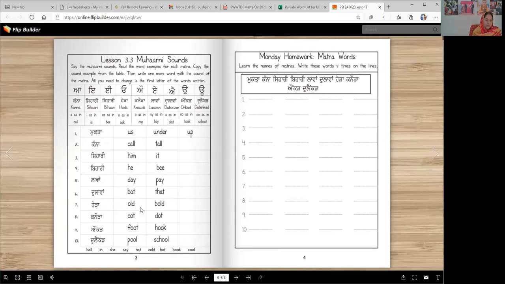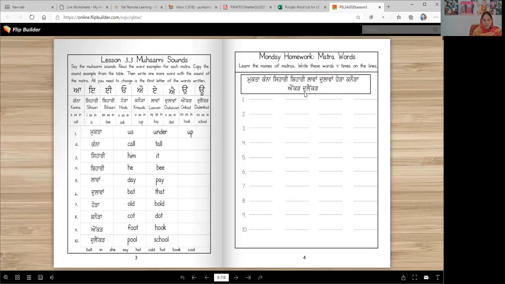Hora, old, bold. It's cold, right? Kanora, cot, dot. How about spot or not, right? Onkar, foot, hook, book. Dulankar, pool, school, cool, tool. Oh, here are some examples here too.